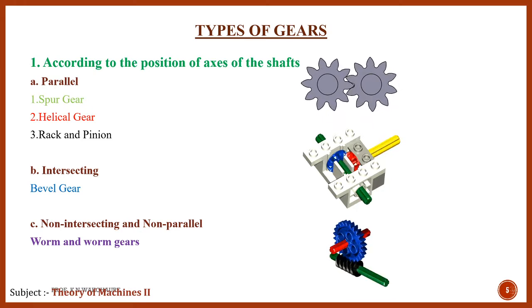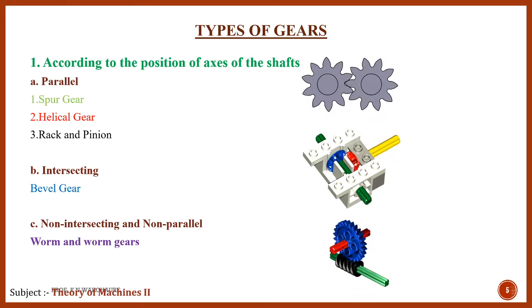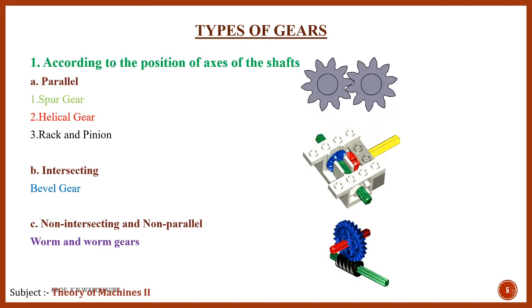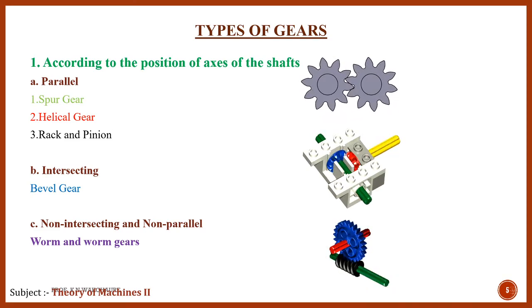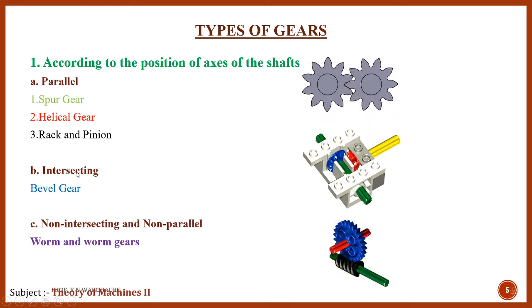In case of rack and pinion, all the motion is transferred in one plane only, but the rotary motion is converted into linear motion. In case of spur gear and helical gear, the rotary motion is converted into rotary motion. This is an example of the spur gear.